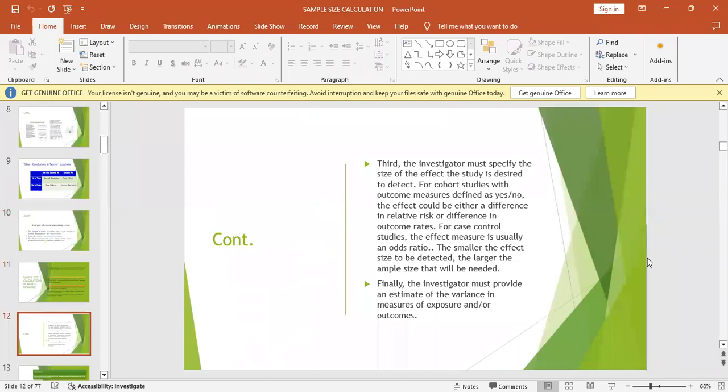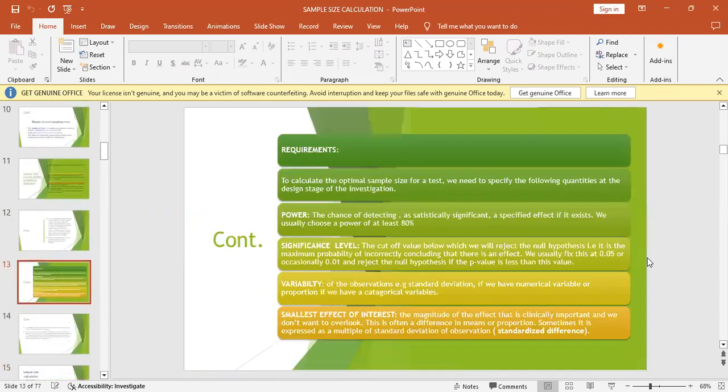Third, the investigator must specify the size of the effect the study is desired to detect. For cohort studies with outcome measure defined as yes or no, the effect could be either a difference in relative rates or difference in outcome rates. For case control studies, the effect measure is usually an odds ratio. The smaller the effect size to be detected, the larger the sample size that will be needed. Finally, the investigator must provide an estimate of variance in measures of exposure or outcomes.